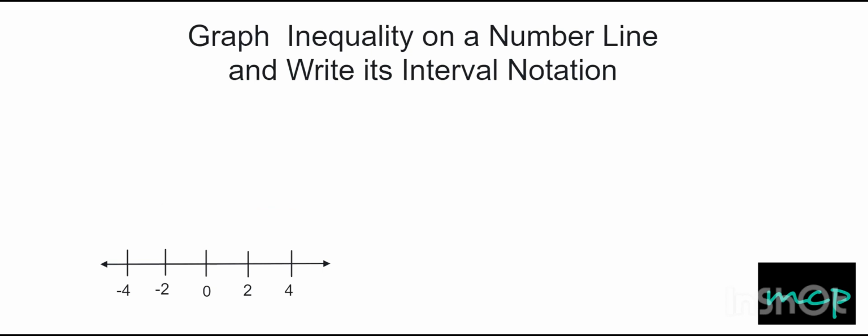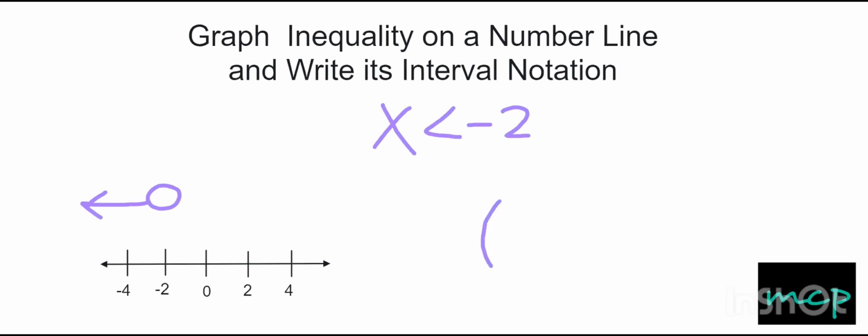Okay, let us do x is less than -2. Since -2 again is not included, we have to just use an open dot and then go to the negative infinity. In writing interval notation, we have to write first the smaller value. So we have here the negative infinity and then -2. Since -2 is not included, we just need to use a parenthesis. So that is the graph and the interval notation of x less than -2.